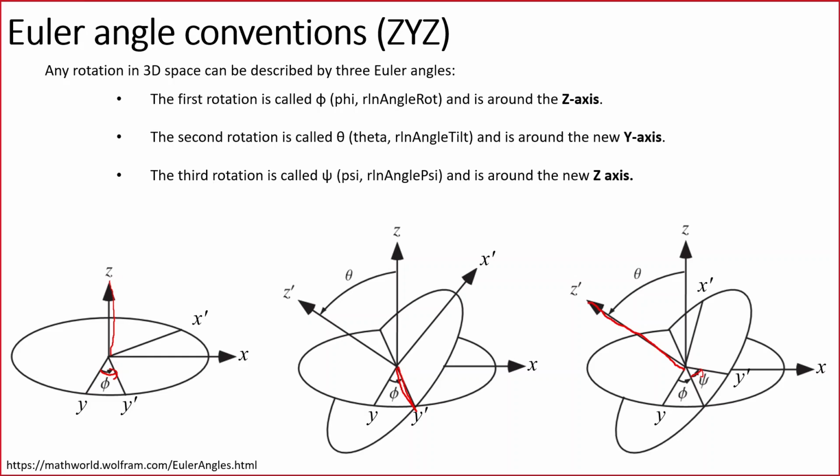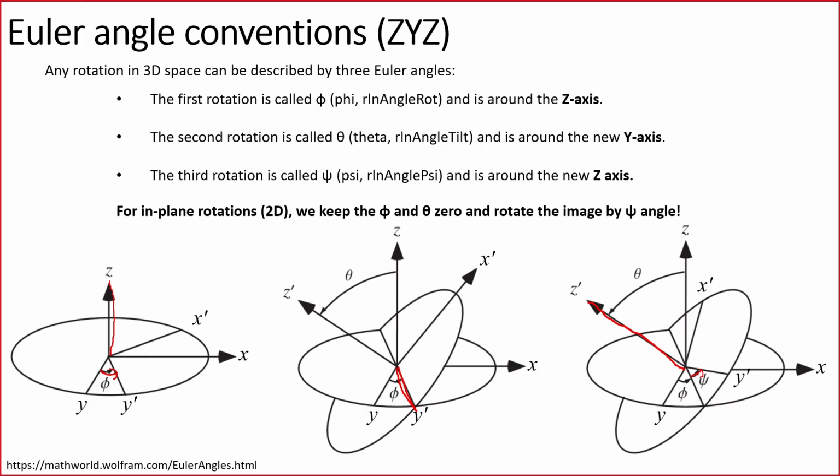Now, to make it a little more interesting, for in-plane rotations, that means we are not doing a 3D rotation, just a 2D rotation, we keep the phi and the theta angles at 0. That means there will be no rotation from y to y prime, and no rotation over this new y prime axis, so we will stay in plane. This plane will be exactly the same as this one here, so the psi angle will do our in-plane rotation. So when we are doing in-plane rotations, we are rotating using the psi angle.